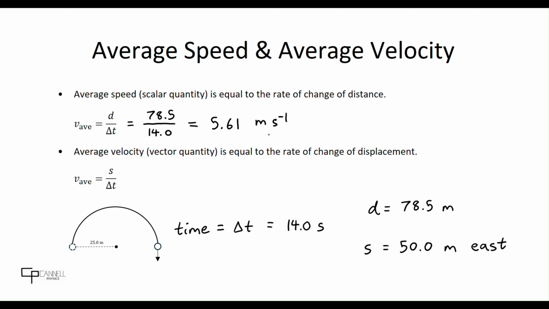And how do I know meters per second are the units for this quantity? Well, a bit of dimensional analysis will tell us that 78.5 is in meters, 14.0 is in seconds, so meters divided by seconds is going to give me meters per second. And if you're not sure about dimensional analysis, please watch that video. Now solving for the average velocity.